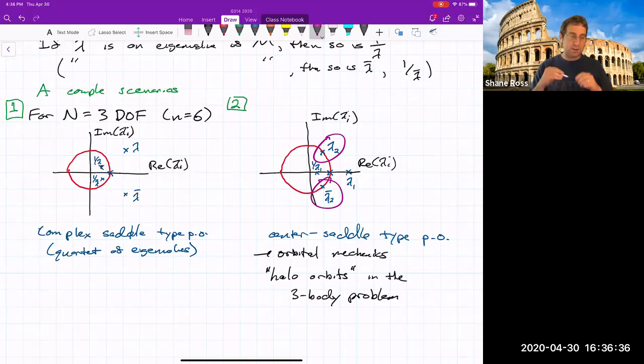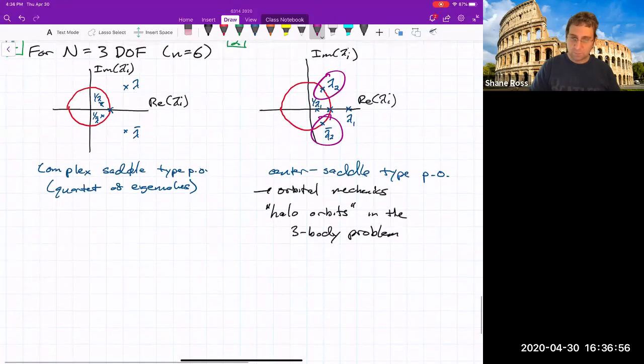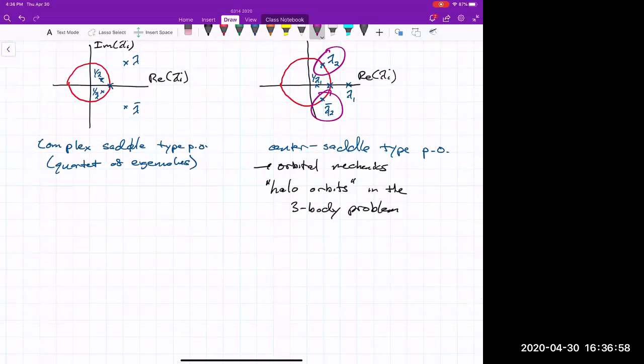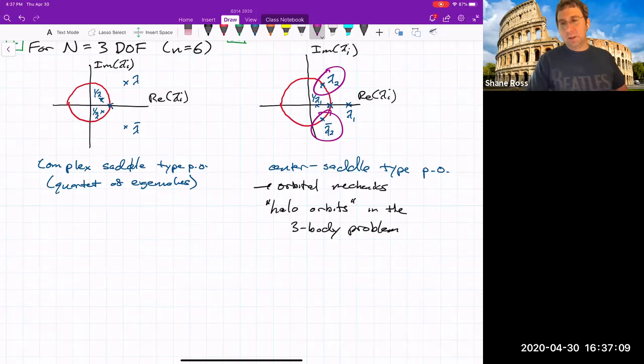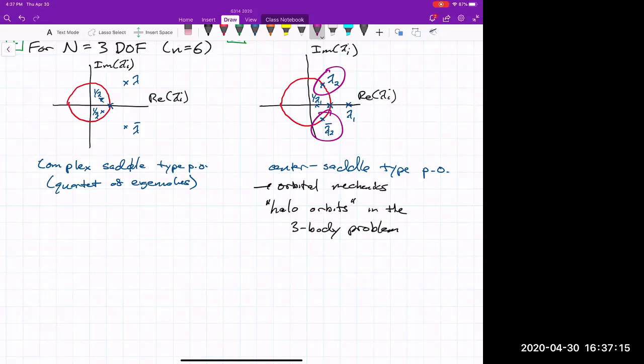A two-dimensional center direction means directions in which perturbations neither grow nor shrink, and those correspond to tori around the halo orbit. The tori around the halo orbit are sometimes called quasi-halos. The other center, oh, sorry. Yeah, go ahead. The other center direction is just the Lyapunov orbit direction, right? The one that leads to the ones on nearby energy surfaces. So it would lead to nearby halo orbits on nearby energy surfaces. Okay. Oh, okay. Yeah.